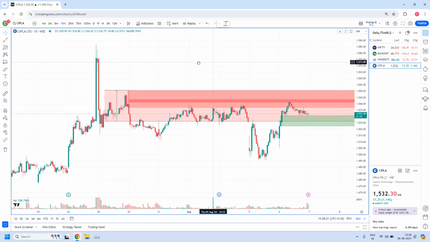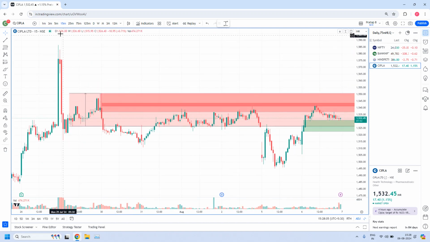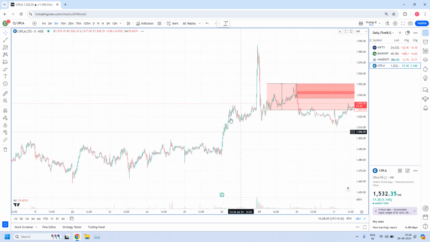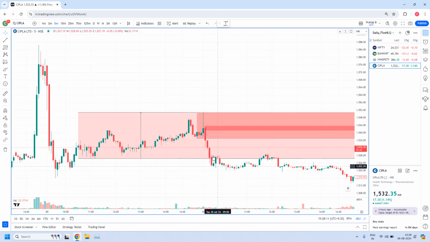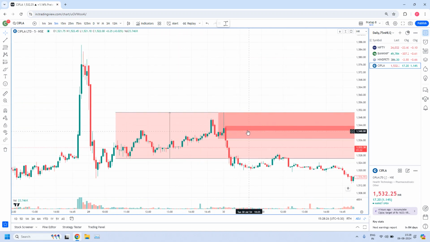Inside the 15 minutes, you need to look for a fine-tuned 5 minutes zone. But interestingly, there is no 5 minutes fine-tuned zone available. See, this is an ERC candle, then again another ERC candle. Between the ERC candles, there is no base candle. That means there is no fine-tuned 5 minute zone, and many times such kind of zones will be violated easily.